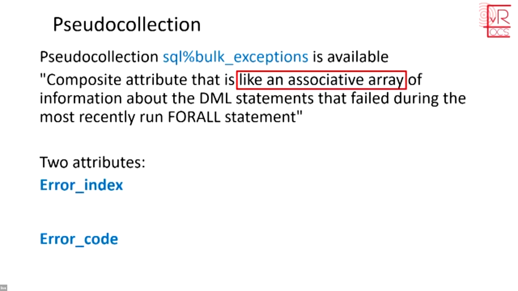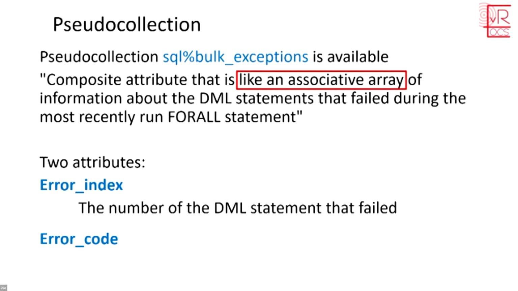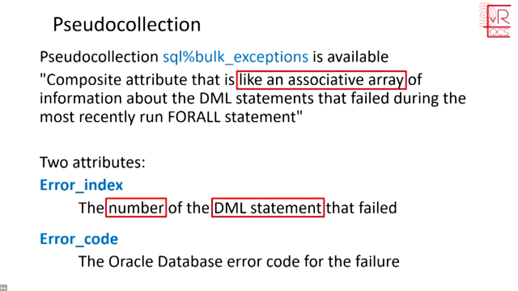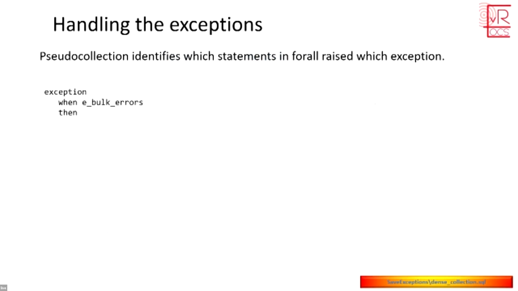It has two attributes, these two, ERROR_INDEX and ERROR_CODE. ERROR_INDEX is the number of the DML statement that failed. The number of the DML statement, that is important. I will come back to that a little later. And it has an error code, and that's just the code of the exception that happened. The pseudo collection identifies the statements that went wrong.